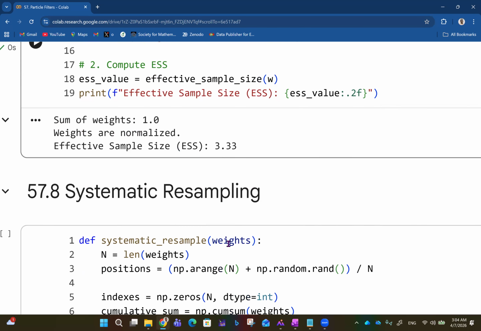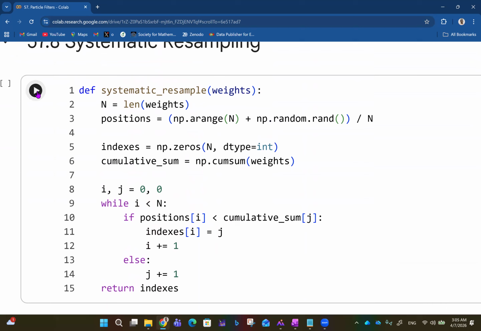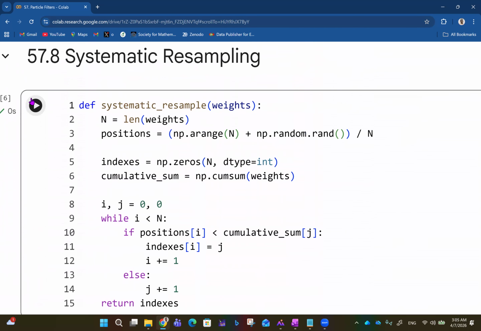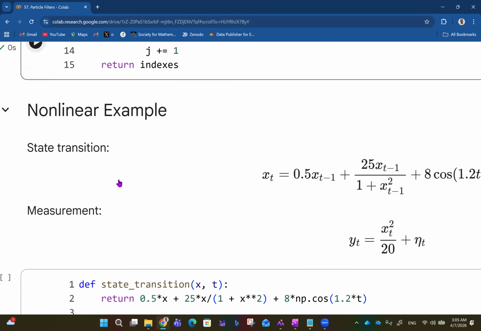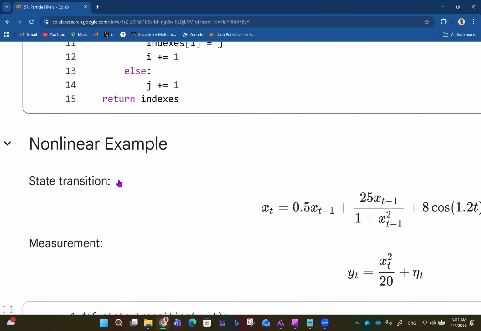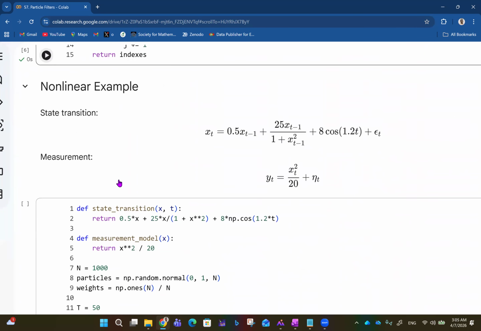And with that, we go on and talk about systematic resampling, which we see here. You define a function, systematic resample, with the weights, and n is the length of the weights, and you have the positions, you have the indices, np zeros, and all that, and you have the cumulative sum, and you run all that. Should we even print the indices? So you return indices. We need it for the next stage for sure. So now we have set this systematic resampling ahead of the non-linear example we want to look at here.